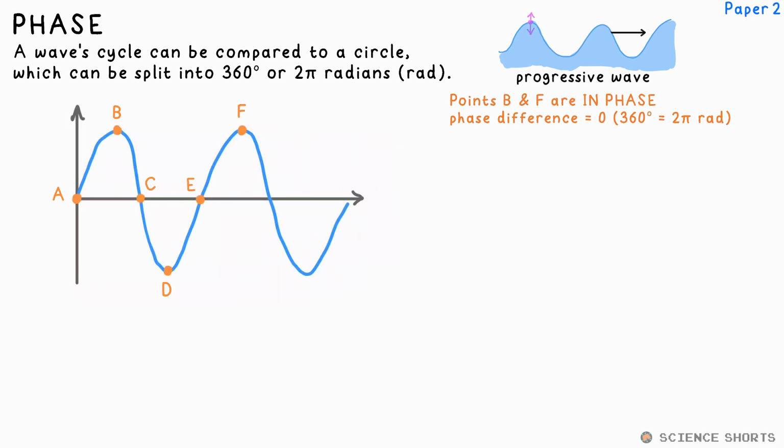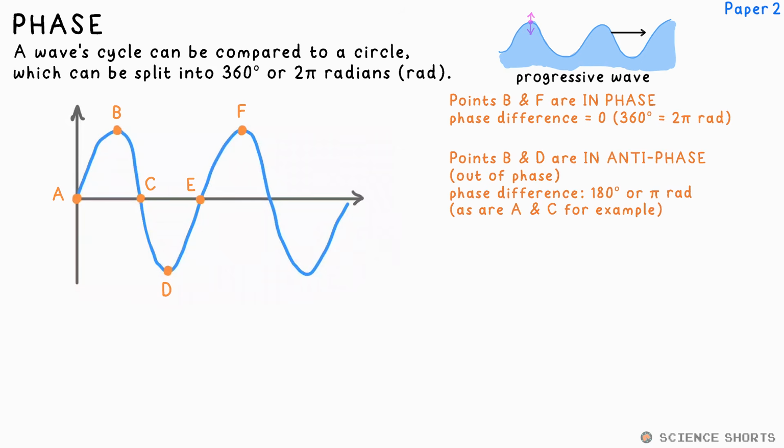There are 2 pi radians in a circle. The phase difference of these 2 points is 2 pi radians. Like we said, that's the same thing as 0. Points on opposite sides of a wave are completely out of phase, or we might say they're in antiphase. They're half a wave out of phase, so their phase difference is 180 degrees or pi radians.